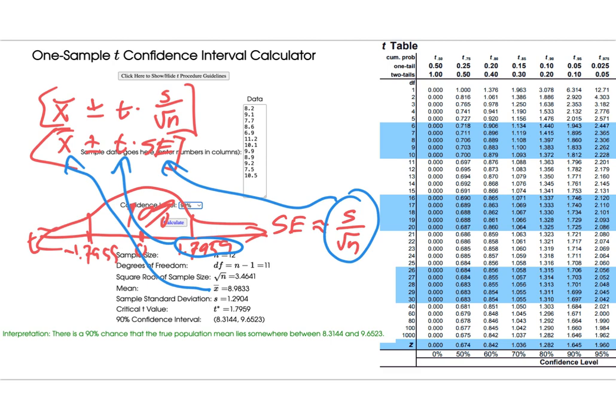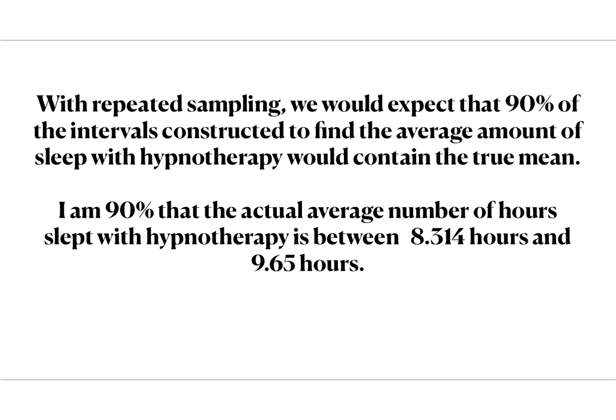Again, that's a very obtuse way to try to approach interpreting a confidence interval, which is why I will say it, but never expect you to have to be able to answer that question. Instead, we say, I am 90% confident that the true average, what's my context? Do I have it here? There it is. So here are the two ways to interpret. With repeated sampling, we'd expect that 90% of the intervals constructed to find the average amount of sleep with hypnotherapy would contain the true mean. I've got hypnotherapy in there, something that implies context.